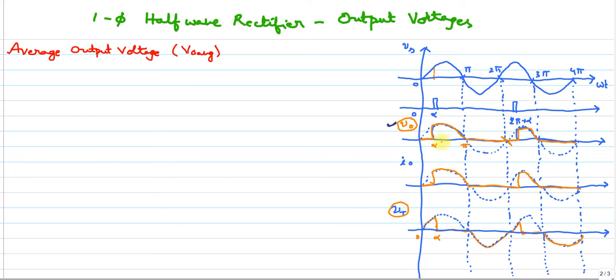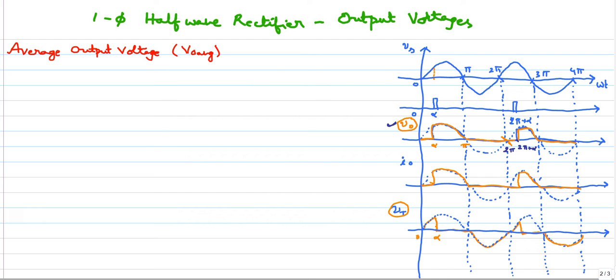If you can see, the thyristor will conduct from alpha to pi. After that, from pi to 2 pi it is not in conduction, so the output voltage is 0. After 2 pi, up to 2 pi plus alpha also, the thyristor is not in conduction. So this comes under one complete cycle.